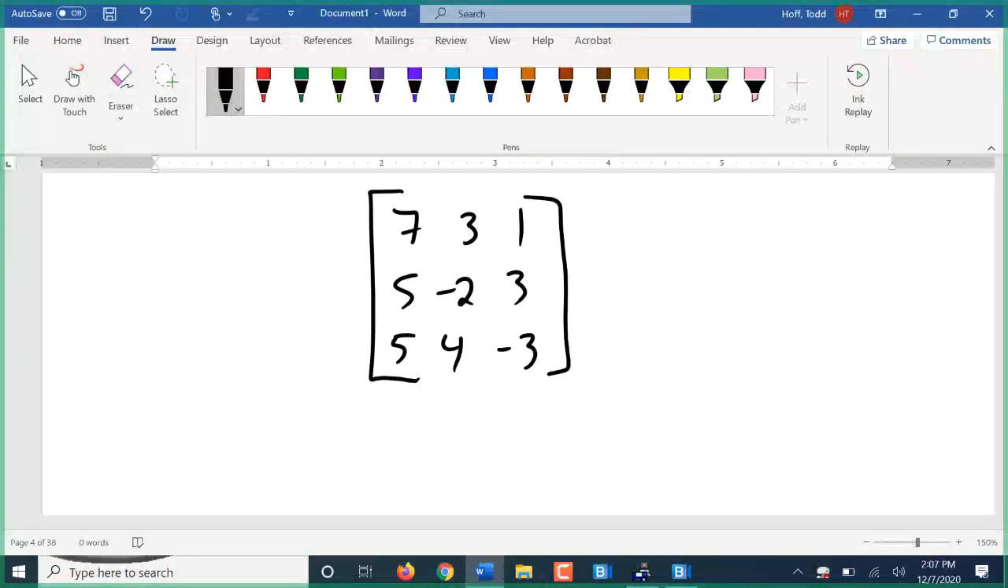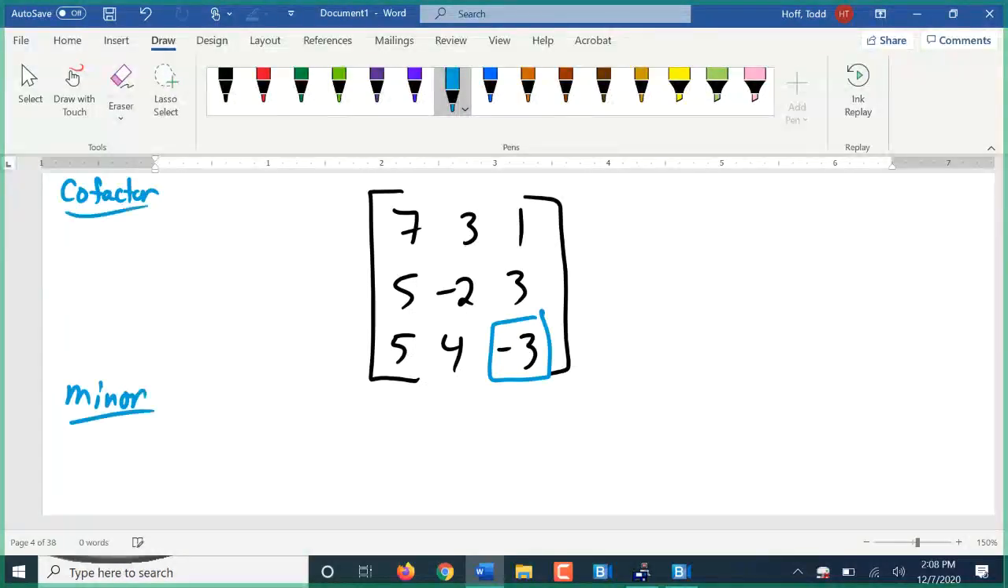So in this matrix, I would like you to find, for the 3, cofactor and minor. And then also for the 5, find the cofactor and minor.